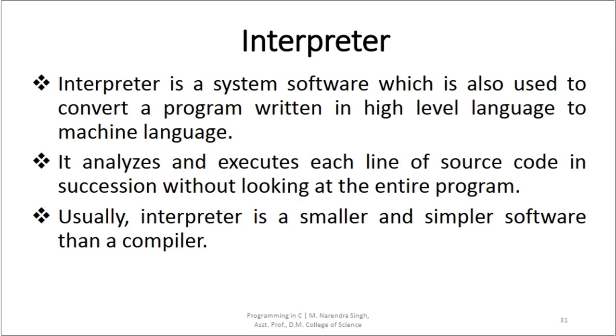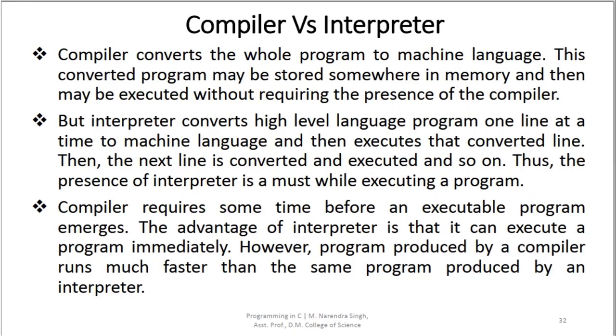How is it different then from a compiler? An interpreter analyzes and executes its line of source code in succession without looking at the entire program like a compiler. Usually, interpreter is a smaller and simpler software than a compiler. Now, let's see the differences between compiler and interpreter.